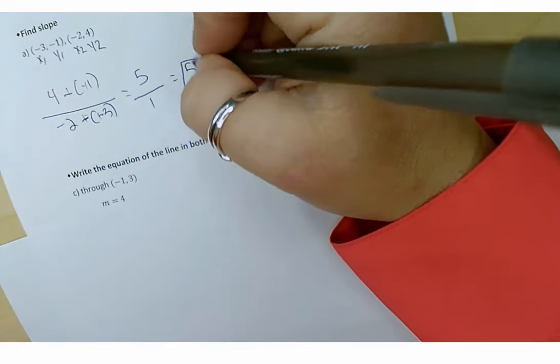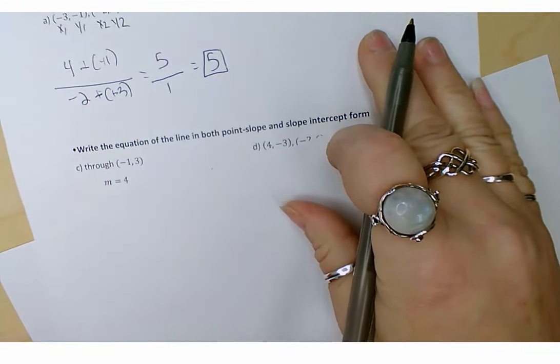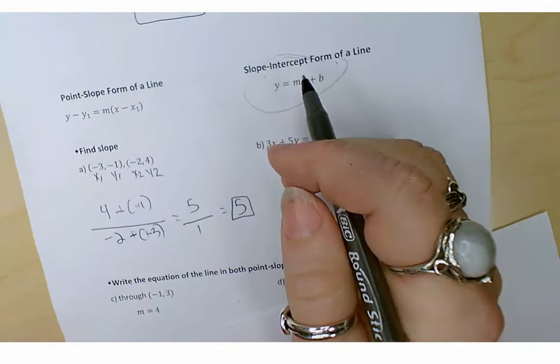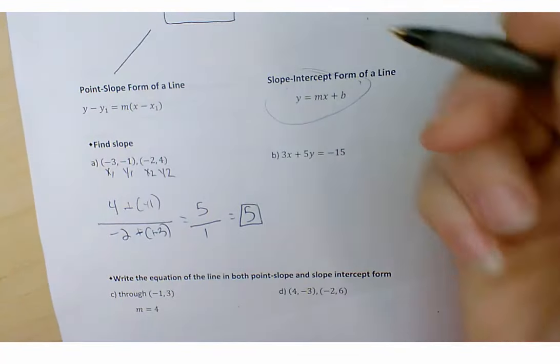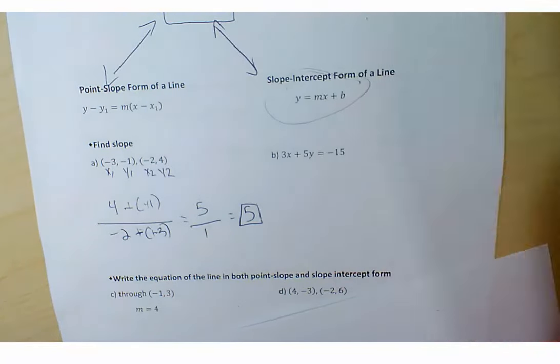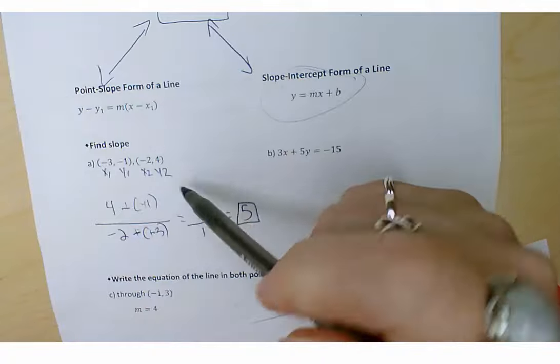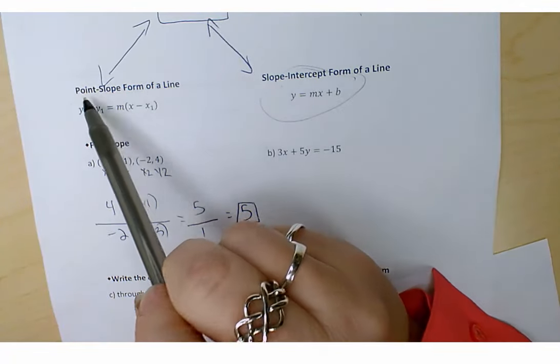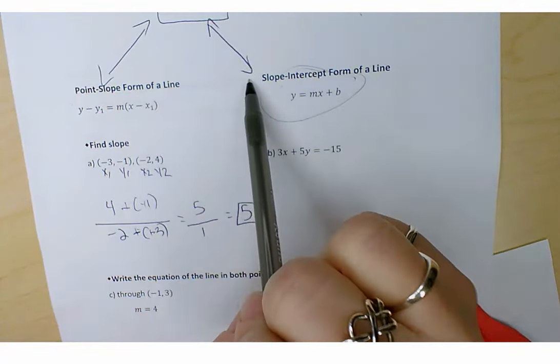So this is telling us that we have a positive 5 slope. Keep in mind, positive slopes are going to go this direction. Negative slopes are going to go this direction. In math, you always want to look at graphs from left to right. So always think about it this way. Left to right, am I going upstairs or am I going downstairs?